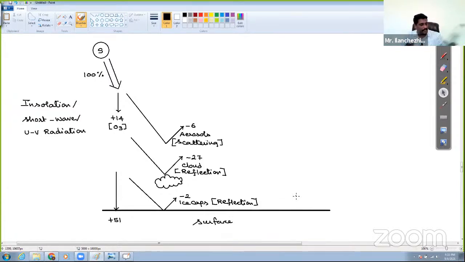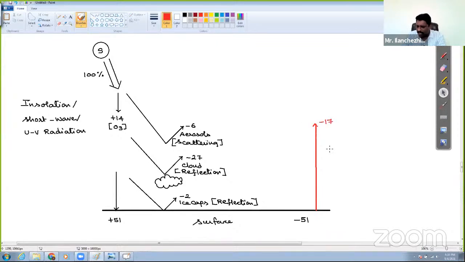Whatever is absorbed by the surface of the earth has to be liberated back. Now all this 51 percentage has to be liberated back, my friend. Now out of this 51 percentage, what is liberated back? 17 percentage of this terrestrial radiation directly escapes to exoatmosphere, my friend. It escapes directly, 17 percentage.